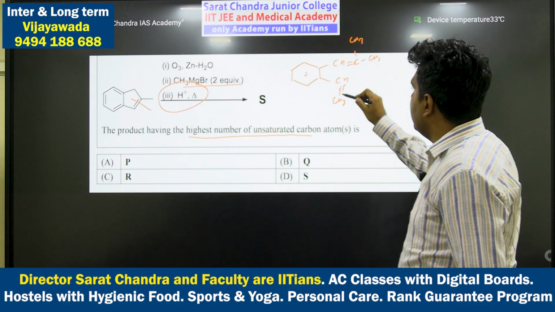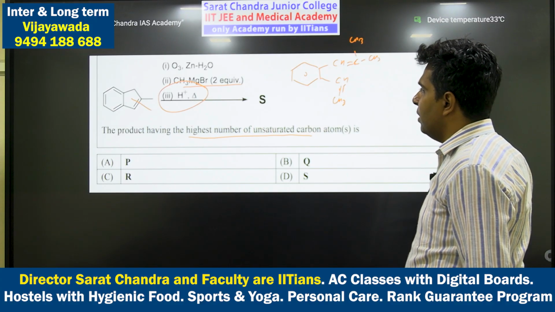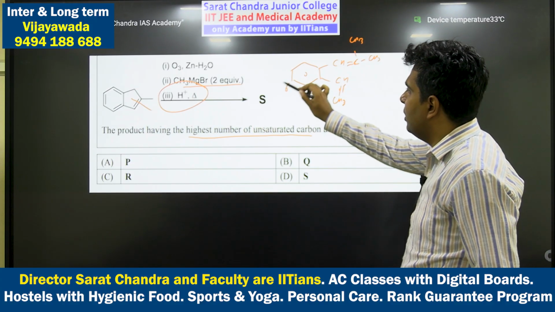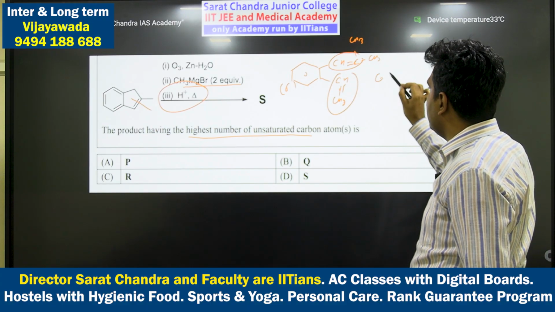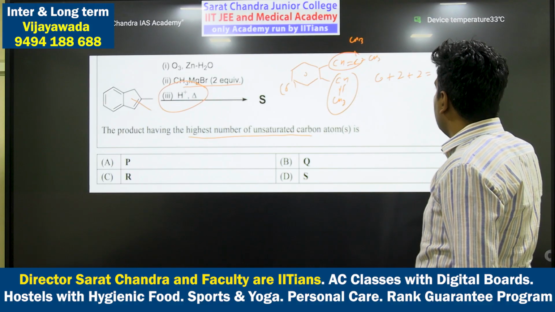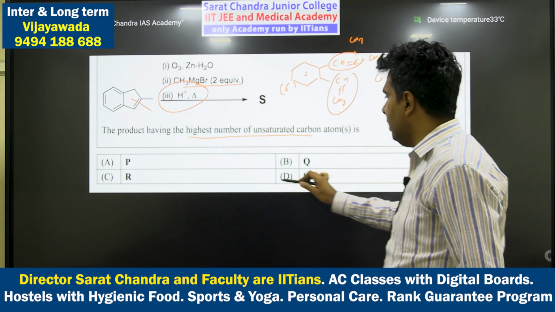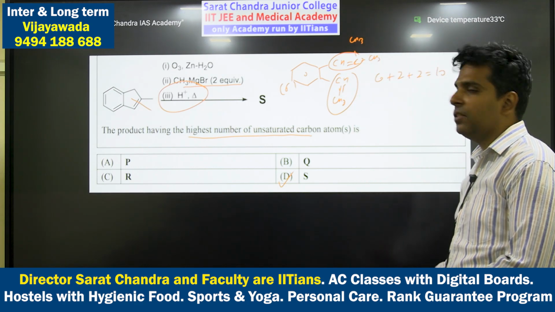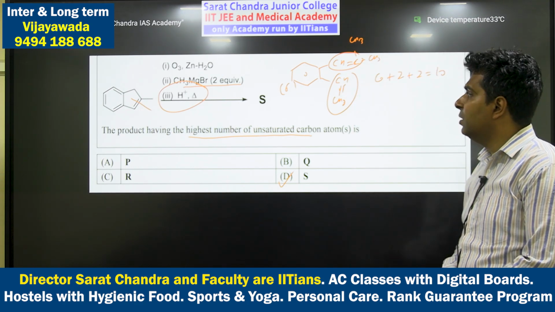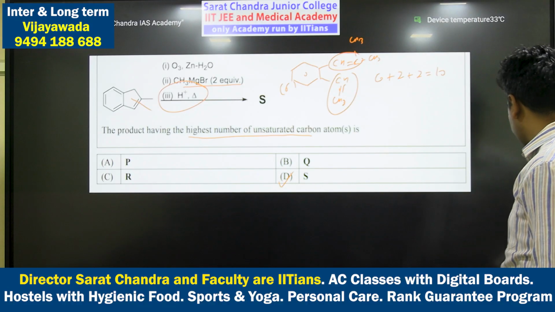Now this is S basically. Now in this S, the number of unsaturated carbons: 6 are there in the benzene ring, 2 these carbons and 2 these carbons. So 6 plus 2 plus 2, total is 10. That is the maximum in S. So the answer is S. S is having the maximum, that is 10 unsaturated carbon atoms.